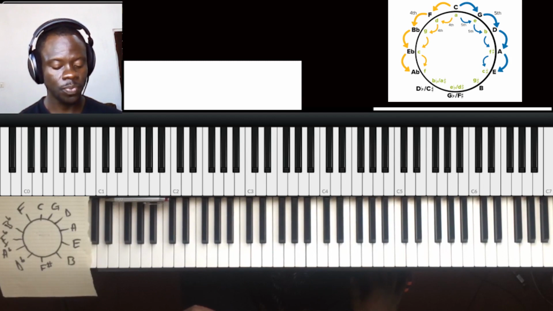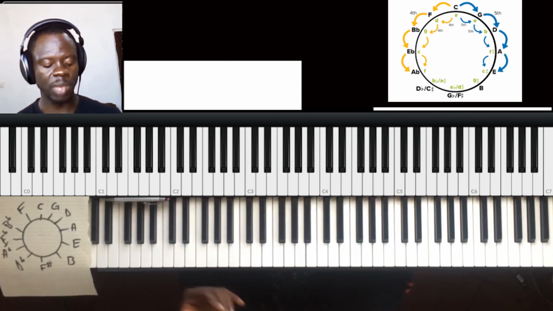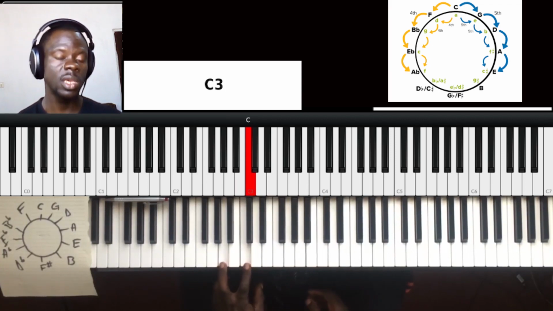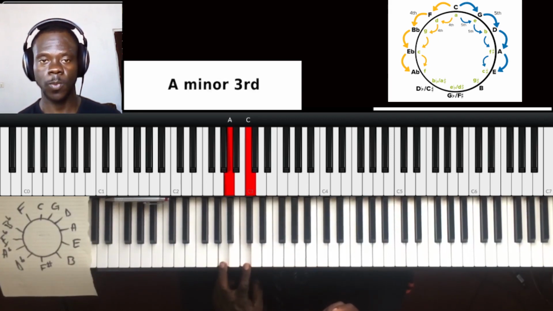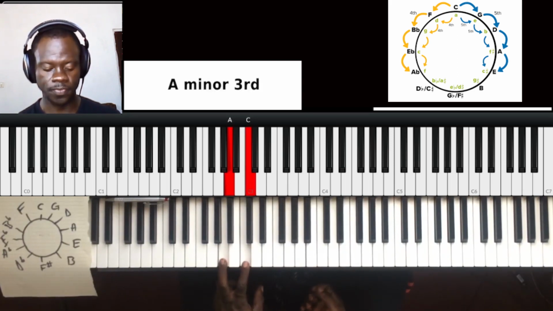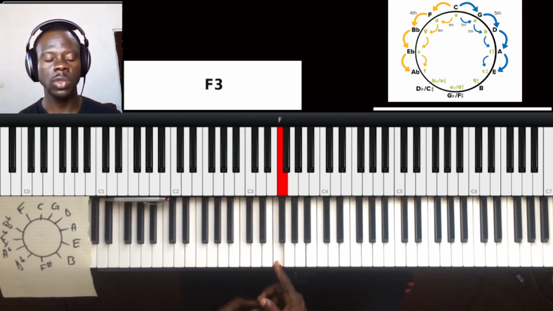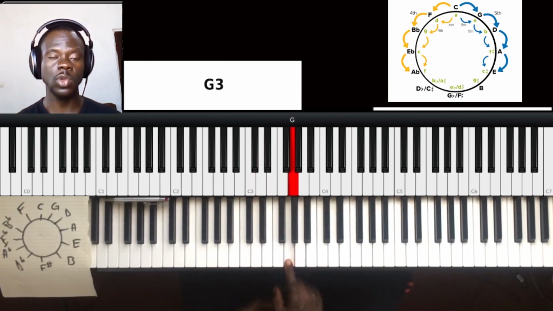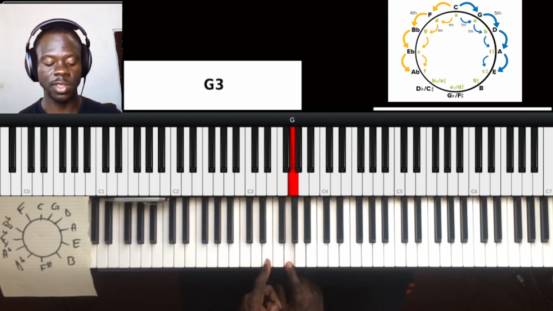So the recap of this lesson is chord 1 has its relative minor to be a chord 6. So chord 6, which is a minor, has its relative major as chord 1. Now chord 4 also has its relative minor to be a chord 2. Then the 5 also has its relative minor to be a chord 3.